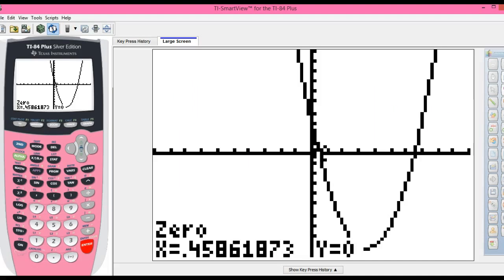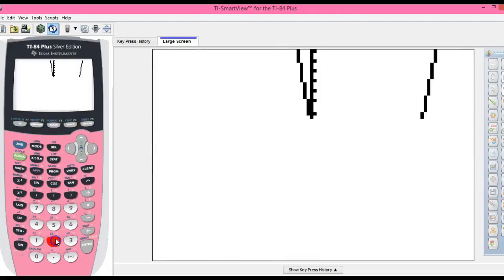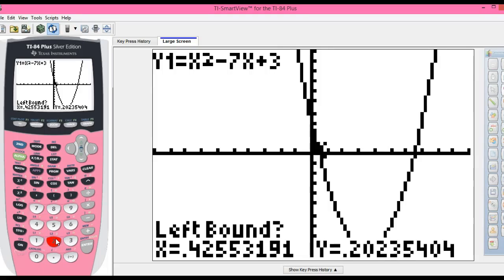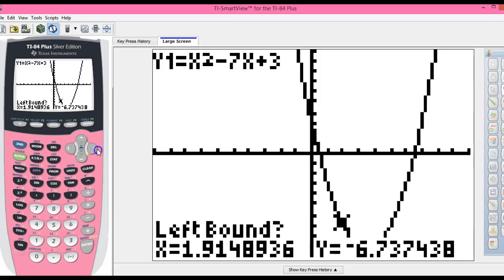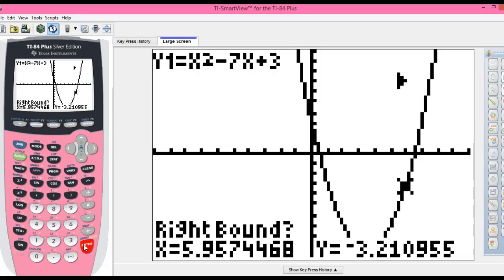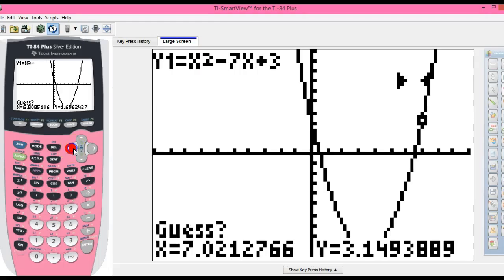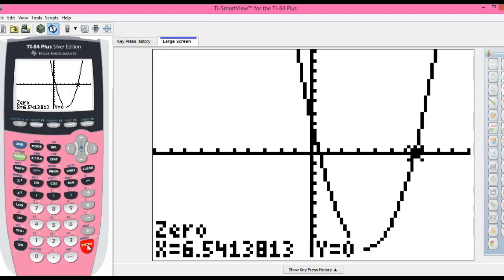So now I'm going second calculate again. What am I trying to find? The 0. Now this time I'm doing everything according to this side right here. So left bound, I've got to get over there or closer to it. Left bound I want to be a little bit below it, right? Right bound I want to be above it. And where I want my guess is what I'm looking for. I'm looking for this point right here, right? So I want to get it close to that and hit enter.